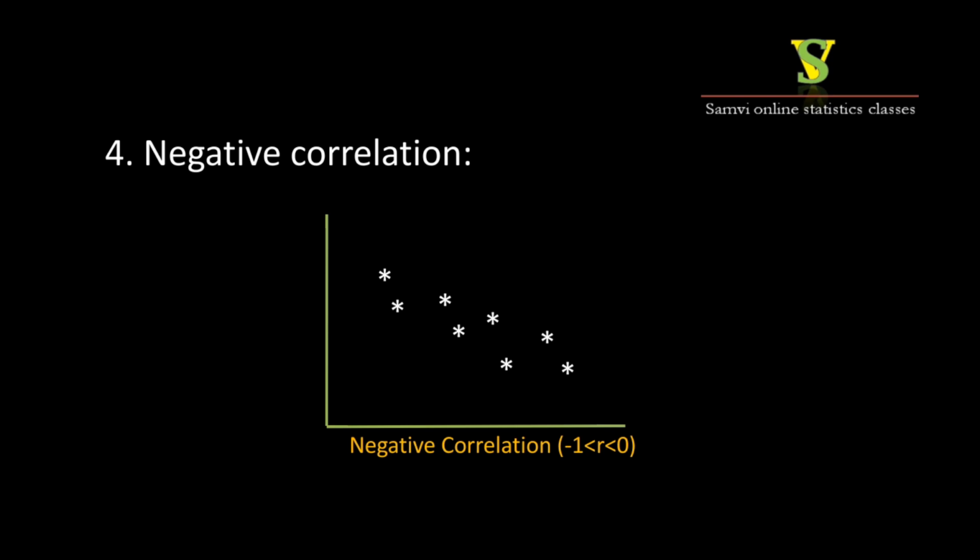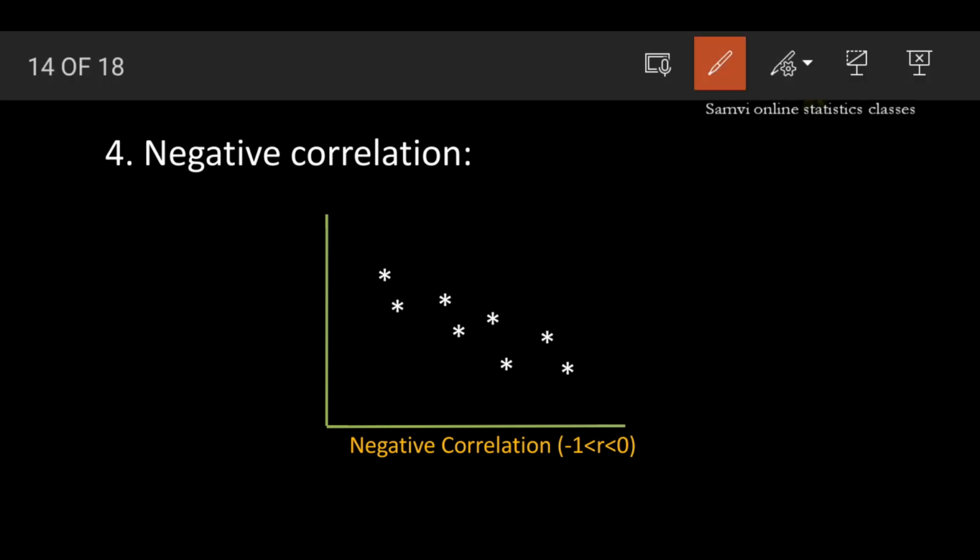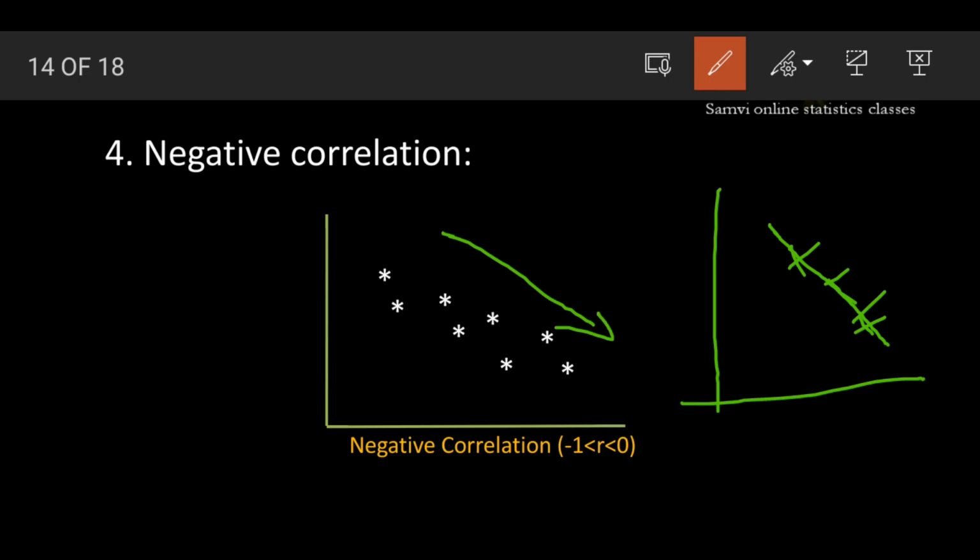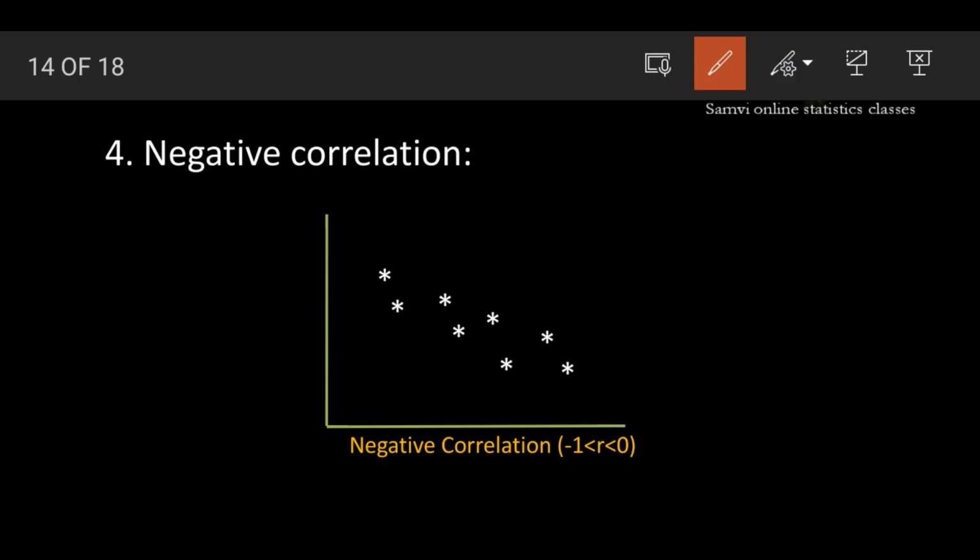So here also you have to understand the difference between perfect negative correlation and negative correlation. Perfect negative correlation means all the points show the decreasing slope and are on the straight line. But here the points show the decreasing slope but are not on the straight line. Getting? So this is called negative correlation. Understand the difference? Okay, move to the next one.